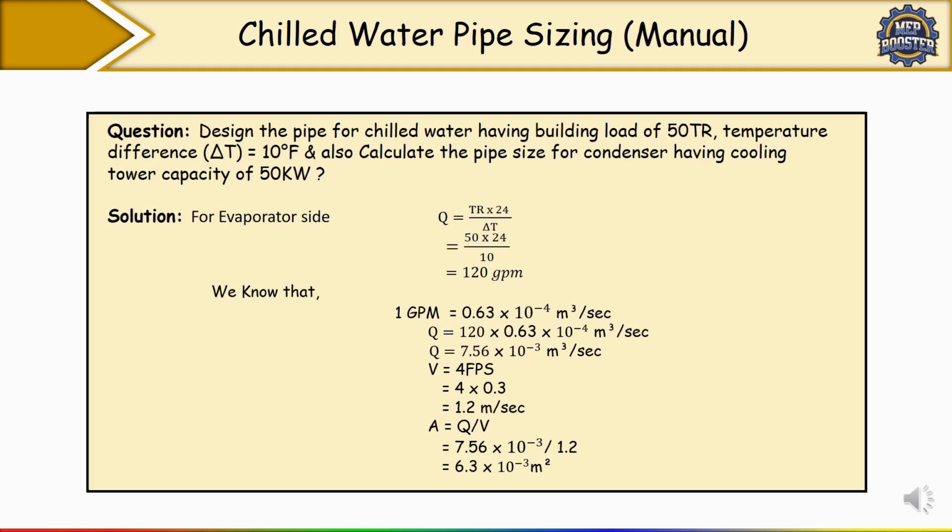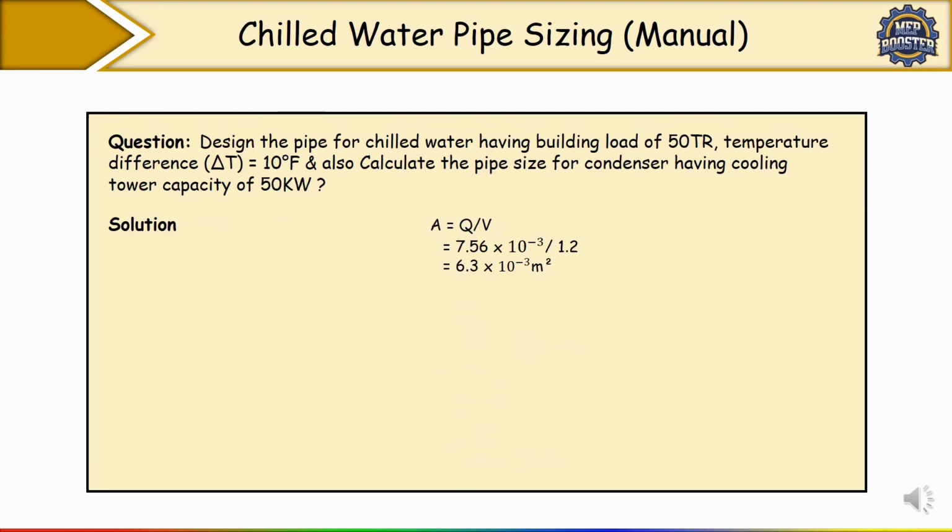6.3 into 10 to the power minus 3 meter cube. And we know that the pipe is of circular shape, so the area of a circle is pi by 4 d square. So we can write it like this also. From here, finally, we have got the diameter 0.0895 meter. In millimeter, 89.5 millimeter.